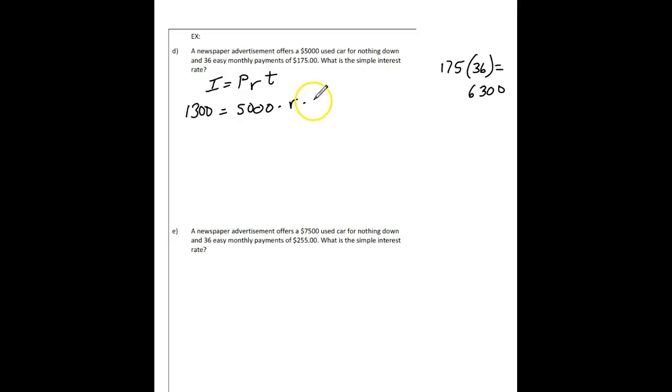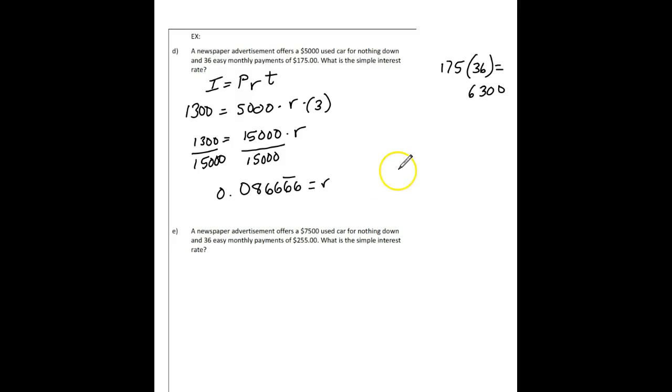And the time, how long did we pay this for? 36 easy monthly payments. How long is that in years? That's 3 years. Okay? So now we're going to simplify, and what we get is this equation. How do we solve for r? That's what we're trying to solve for. Well, we need to divide by our 15,000. And what we get is 0.086666 repeating equals r.